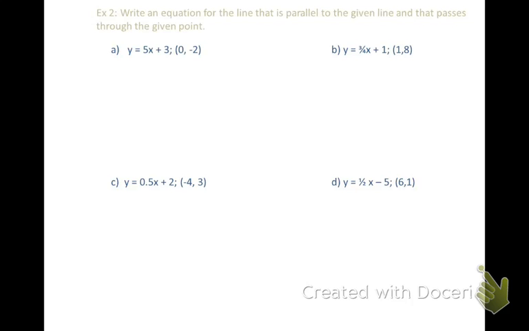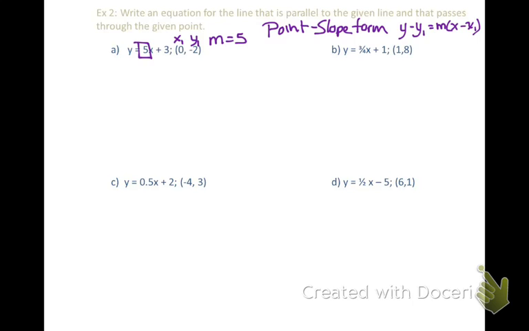Okay. This one is on example 2. It's a little different. We're going to write an equation for the line that is parallel to the given line that passes through the given point. So you have to remember that the slopes for this need to be exactly the same. So the slope of the first one is 5. So we're going to have m equals 5. And we're going to have x1 and y1. You are going to need to remember point slope form. And for you who forgot already, it's y minus y1 equals m times x minus x1. And you're going to write these points and slopes into the point slope form.